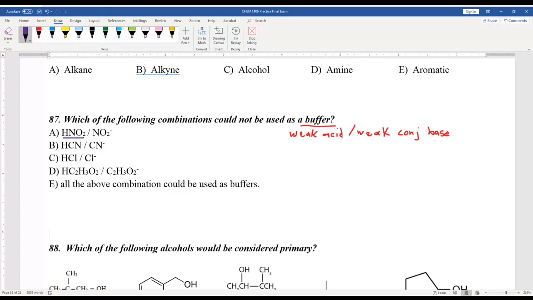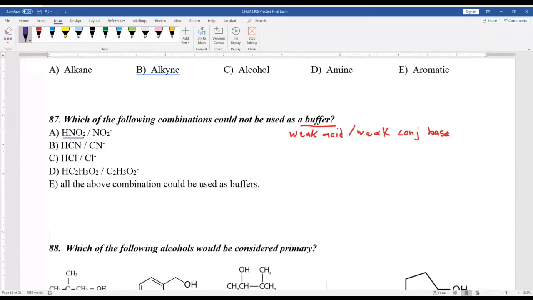What about HCN? Is HCN a weak acid or a strong acid? Yeah, it's a weak acid. So that would be a decent buffer because CN minus is a weak base. It's the weak conjugate base of HCN. Anytime you take a hydrogen away from a weak acid, it becomes a weak base.